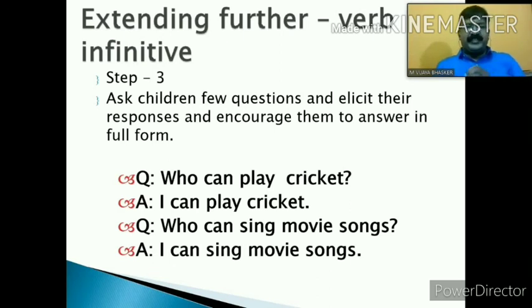Following these three steps, number one, introducing them the phrase I can, and in the second step, adding a base verb, I can dance, I can run, like that. After that, with a verb infinitive, we have to introduce the expression.